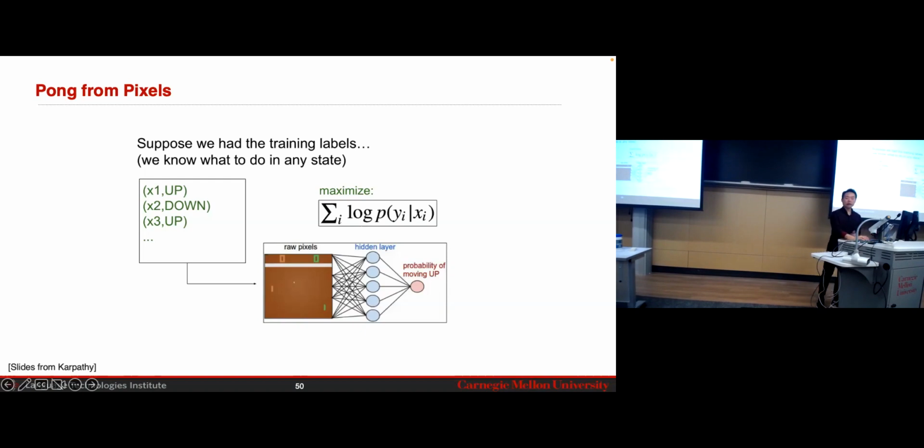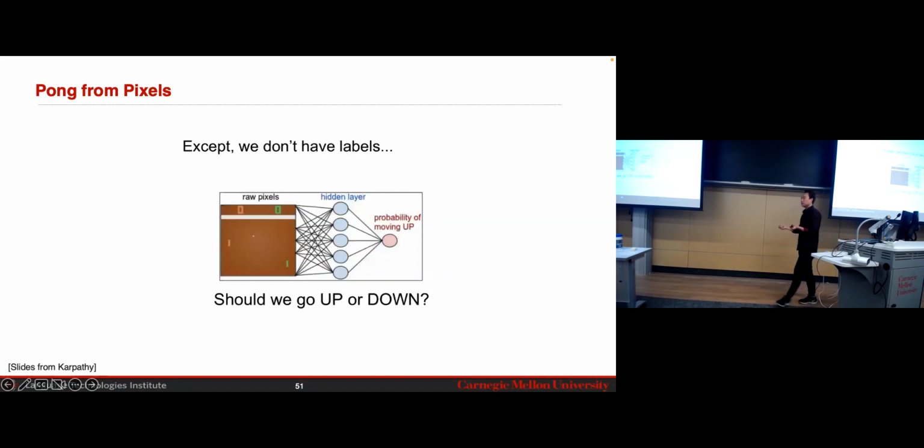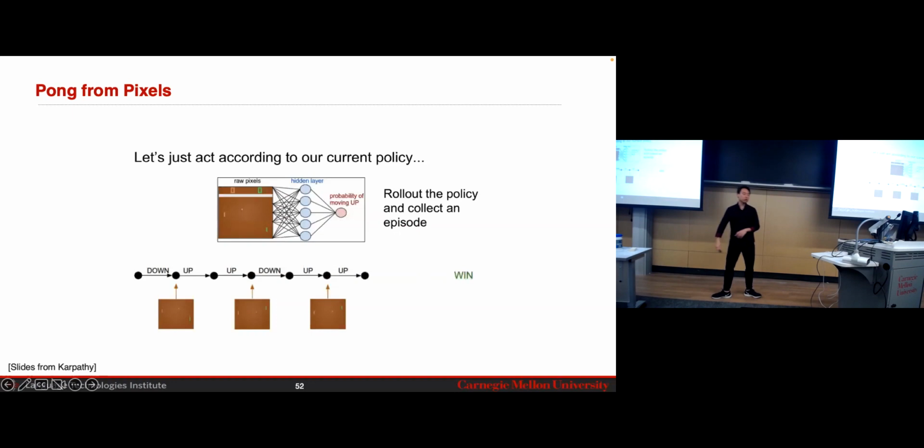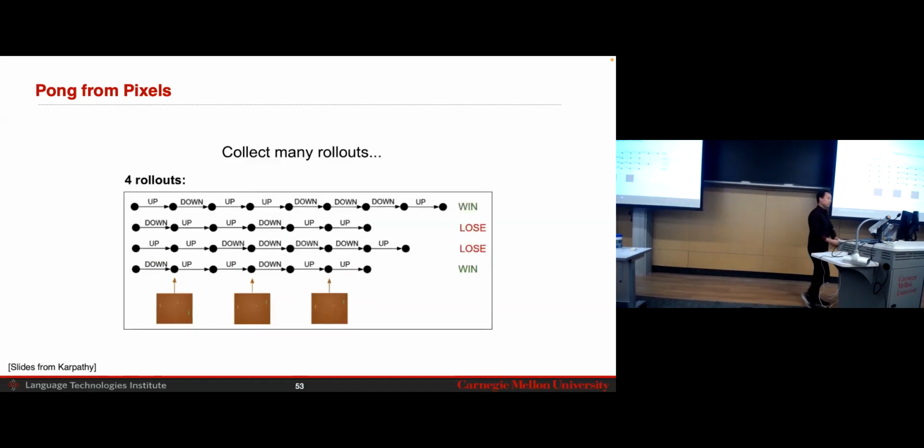But of course, we know that we don't have these labels. Right? We don't have the label of going up and down every time. So what should we do? One thing that you can do is just let the model play. Right? Let the model play. The model is going to take a sequence of actions, down, up, following its particular policy. And perhaps for some lucky reason, you apply this policy to your start state, and after a sequence of interactions, you see that you won. You were able to put the ball into the opponent's court.